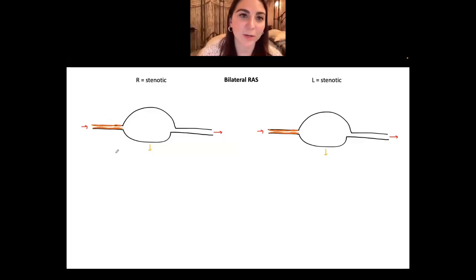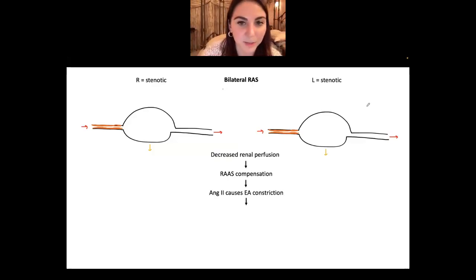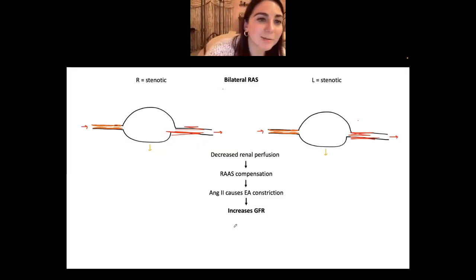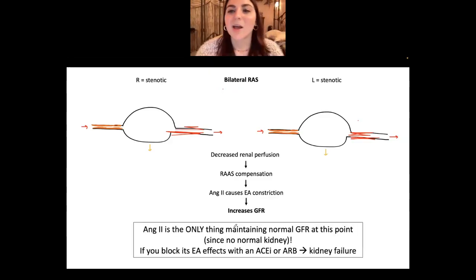But if I have bilateral renal artery stenosis, there is decreased renal perfusion, our good friend RAAS comes into play, and we get efferent vasoconstriction here. That's going to increase GFR. And you're like, great, that's what we're trying to do. We're trying to increase GFR.